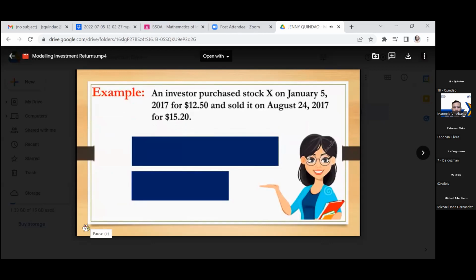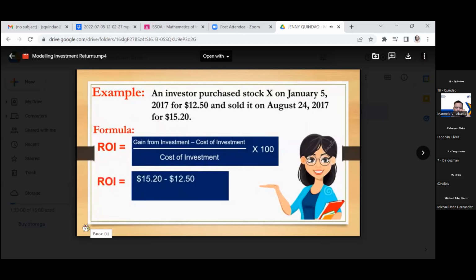Example: an investor purchased stock X on January 5, 2017 for $12.50 and sold it on August 24, 2017 for $15.20. Formula: ROI equals gain from investment minus cost of investment, divided by cost of investment, multiplied by 100. ROI equals $15.20 minus $12.50, divided by $12.50, and multiplied by 100. And the return on investment is 21.6%.